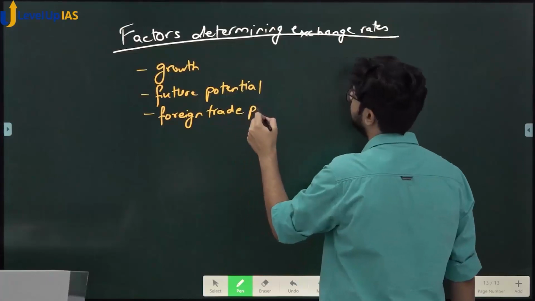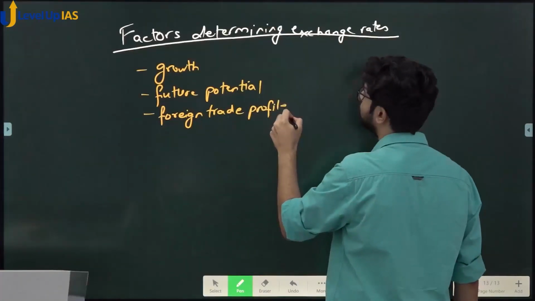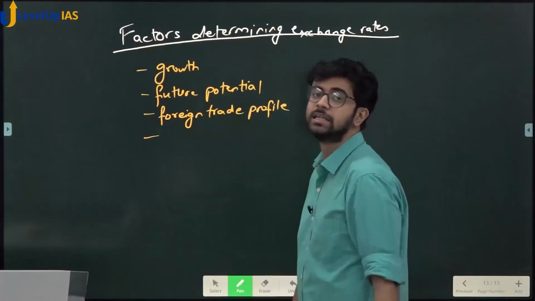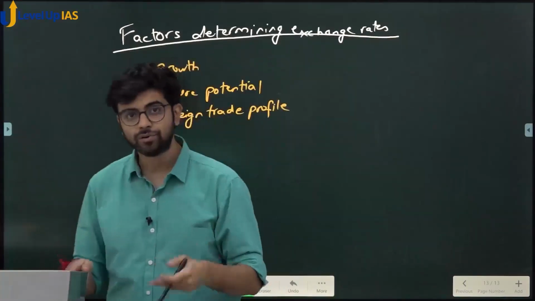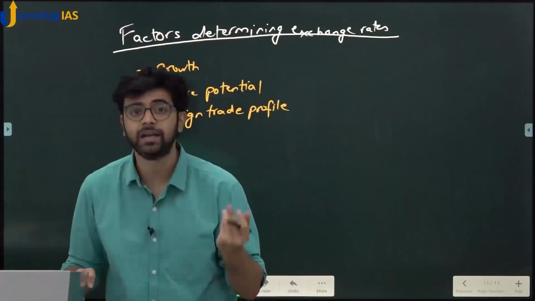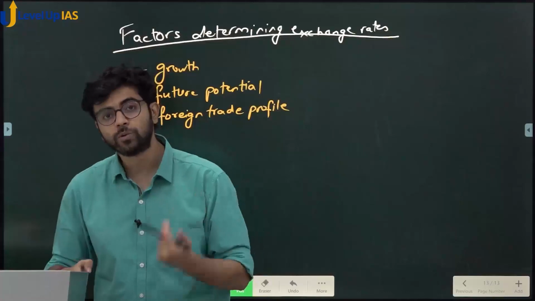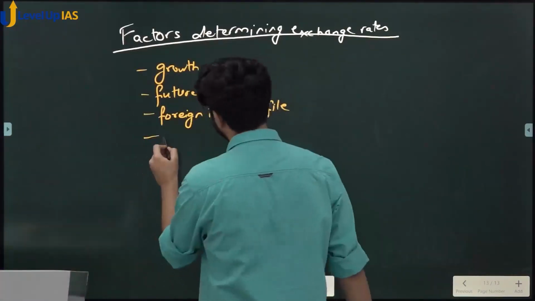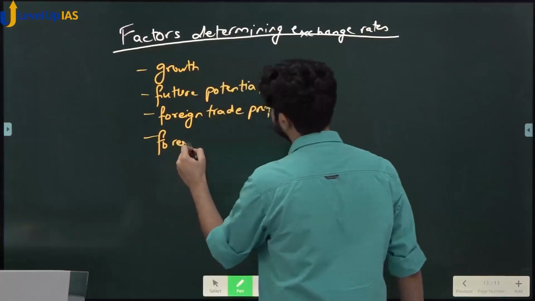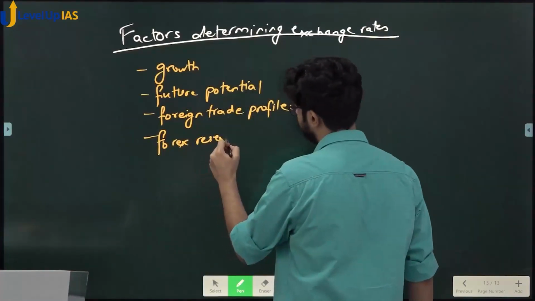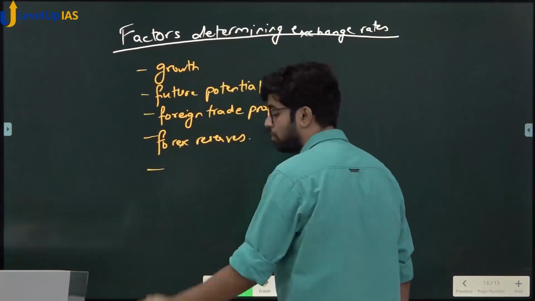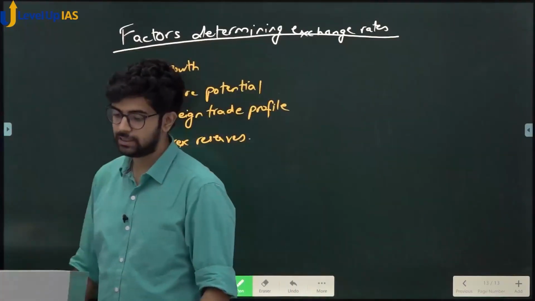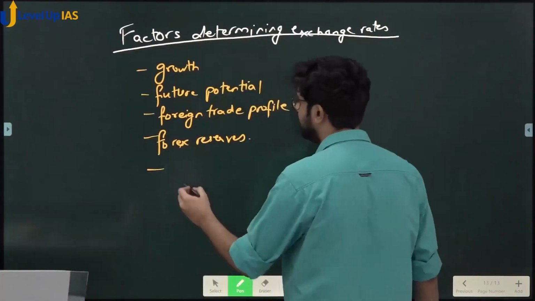If India is in a very good position with respect to other countries, it means that the foreign trade profile is good and foreign trading is being done in a good manner, which means India is following all the rules of global trade, and then investors will again come. Forex reserves, we just saw in the article: if forex reserves are high, it gives confidence to the investors. So forex reserves also affect this. Very, very important.